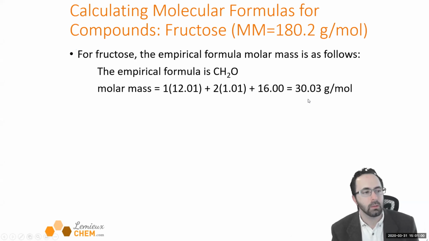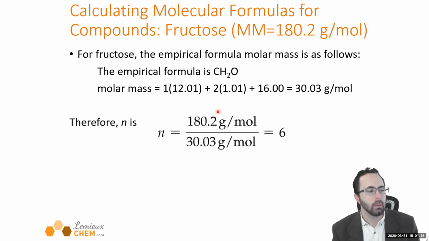Now our goal is to find the multiplier. How much bigger is 180.2 grams compared to 30.03 grams? So we're going to divide 180.2 over 30.03. That's 180.2 grams per mole, the mass of the whole thing, divided by the mass of the empirical formula, which is really just the whole number ratios of the atoms, not all the atoms, right? The molecule is exactly 6 times bigger. If we divide 180.2 over 30.03, we get about 6, meaning that yes, we have twice as many hydrogen atoms as oxygen, but those hydrogen atoms are 6 times 2, 12, and those oxygen atoms are 6 times 1, 6.